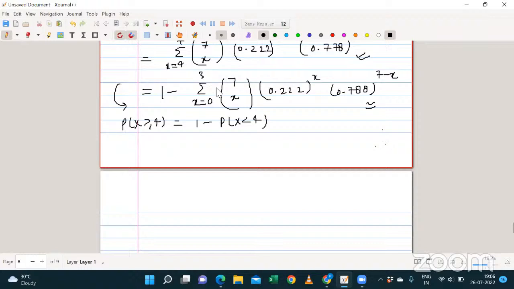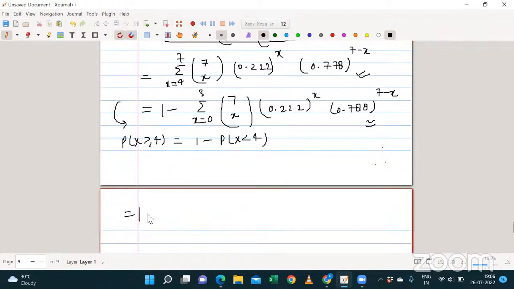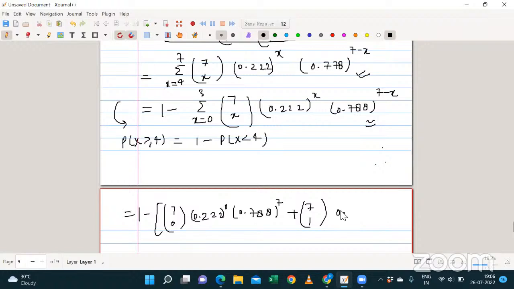Okay, see, what is this? Your x will go up to 0 to 3. That means 7C0 × 0.222 raised to power 0, times 0.778 raised to 7 minus 0, that will be 7, plus 7C1 × 0.222 raised to power 1.